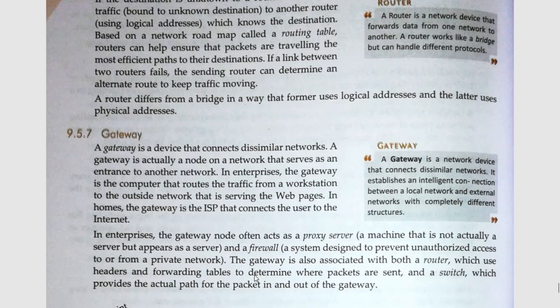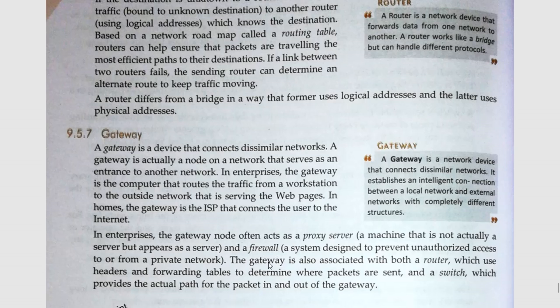The gateway is also associated with a router, which uses headers and forwarding tables to determine where packets are sent. Through this, you are able to understand which is the particular header and what is the particular data which has to be forwarded. So you have both pieces of information: the header, what the data is, and where it has to be sent. That information is in the forwarding table. And it is also associated with a switch, which provides the actual path for the packets in and out of the gateway.